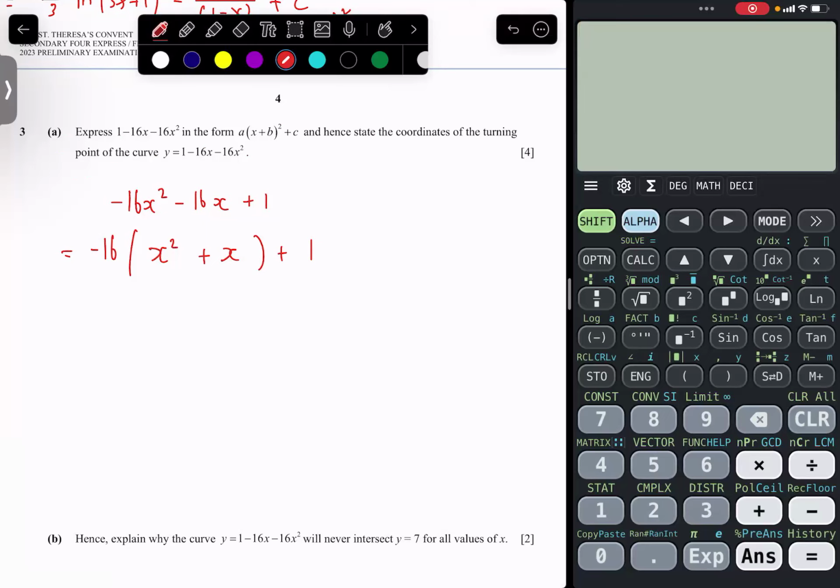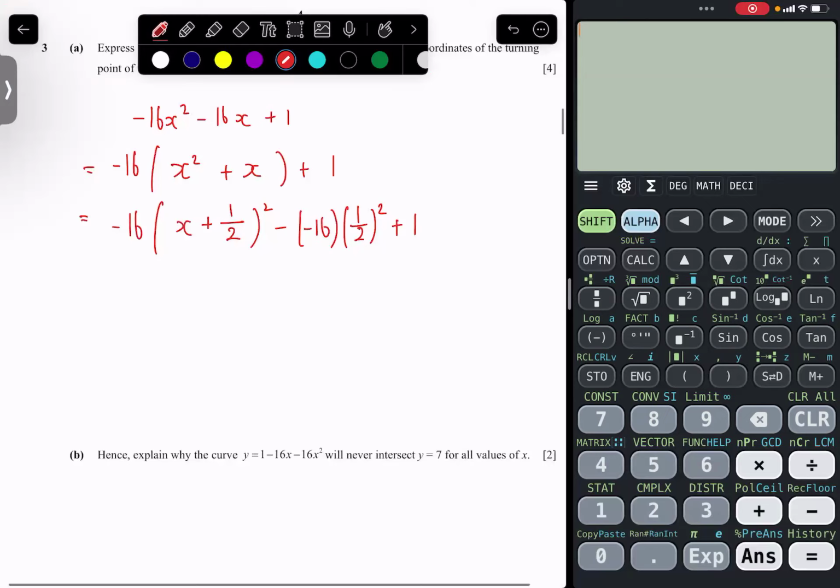All right, so equals negative 16 bracket, complete the square, x plus 1 over 2 squared, minus negative 16 bracket 1 over 2 squared, plus 1. Okay, shortcut. So I'll have negative 16 bracket x plus half squared, minus negative 4, so plus 4 plus 1, so plus 5.